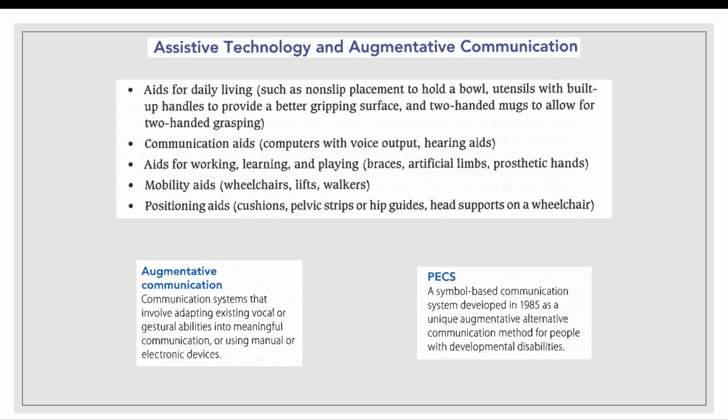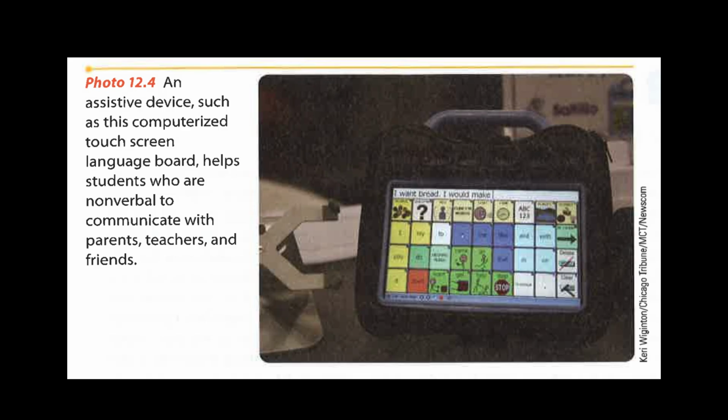Augmentative communication. These are communication systems that involve adapting existing vocal or gestural abilities into meaningful communication, or using manual or electronic devices. Using audio textbooks and audiobooks are great tools that you can have available for these students as well. PECS. This is a symbol-based communication system that was developed in 1985 as a unique augmentative alternative communication method for people with developmental disabilities. Here's a photo that our book displayed of one of these type devices. This is the computerized touch screen with a language board.